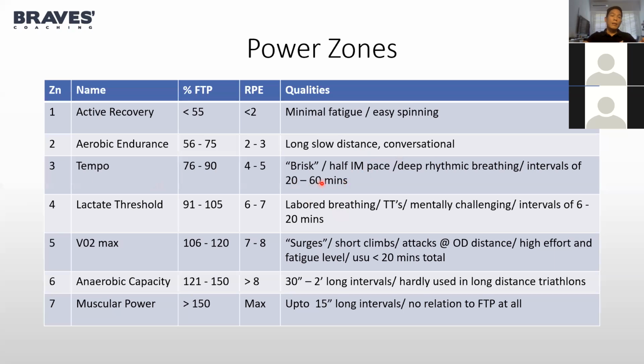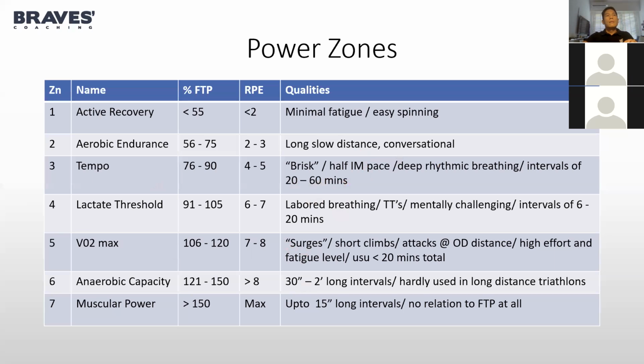So half Ironman race pace, intervals of 20 to 60 minutes. Today we did 3 to 4 laps of Salita, and each lap was about 20 minutes. So that's essentially what we did today. We did an interval set on the road, 4 times 20 minutes, and so on and so forth.